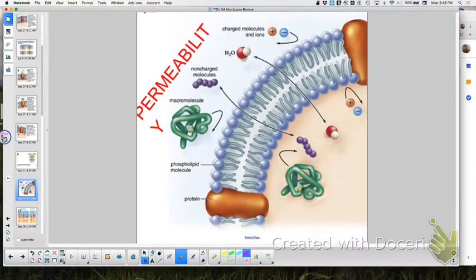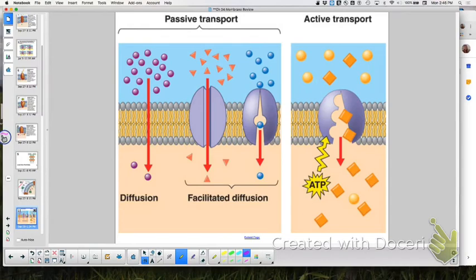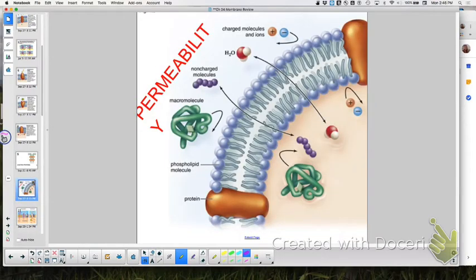3 ways to cross the membrane. Okay? And then we talked about both passive. Do you need me to hit this one again, or are you good with that? You can identify all 3 if I asked you? Okay. All right, and then permeability.